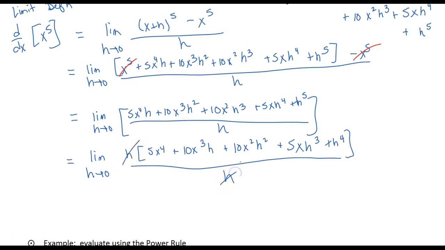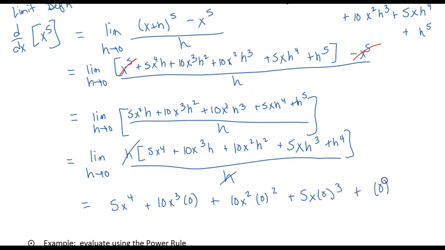Notice our h's cancel. I'm just going to go ahead and plug in from this point. So that would be 5x to the fourth plus 10x cubed times 0 plus 10x squared times 0 squared plus 5x times 0 cubed plus 0 to the fourth, which would equal 5x to the fourth, which is what we found earlier. So not a surprise. So these shortcuts can really make your life a lot simpler.